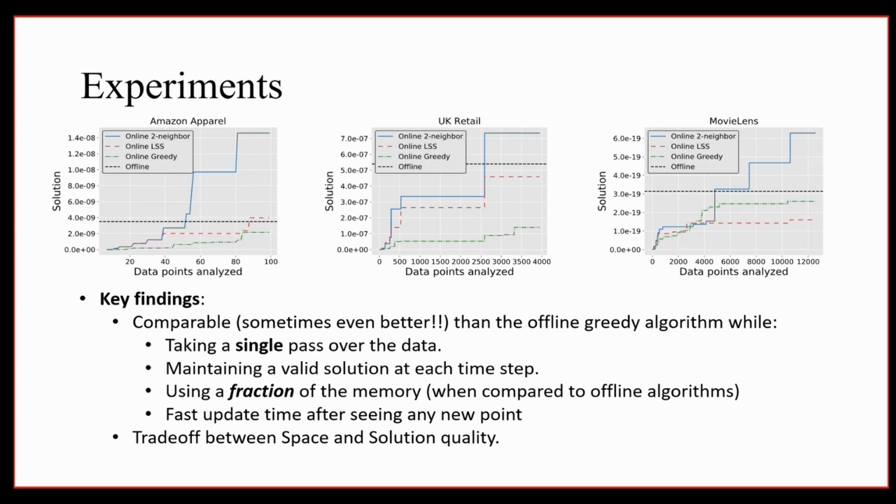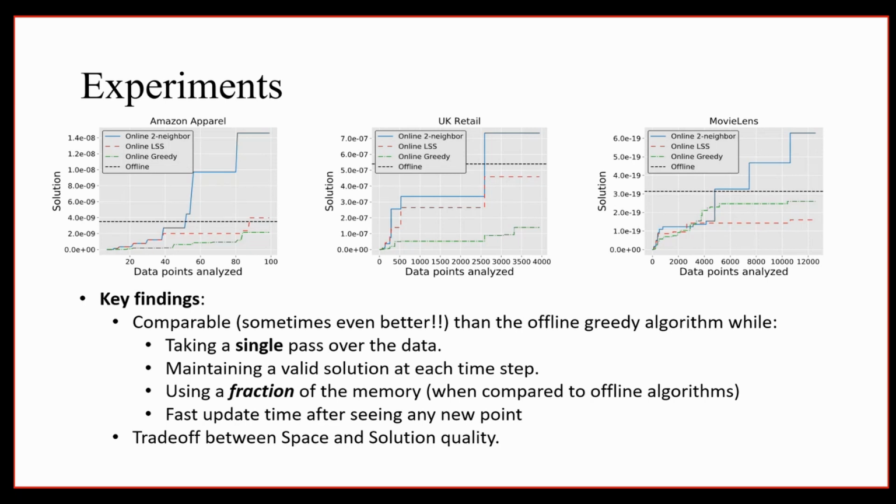Then we have some experiments on these data sets. This Amazon apparel is a public data set which was released by Amazon for a bunch of clothes. So then you have this subset learning and everything. UK retail is also another retail set, and this MovieLens is a movie recommender data set. And we looked at the algorithms online two neighbor, online local search with stash, online greedy, and this offline K-pass algorithm.